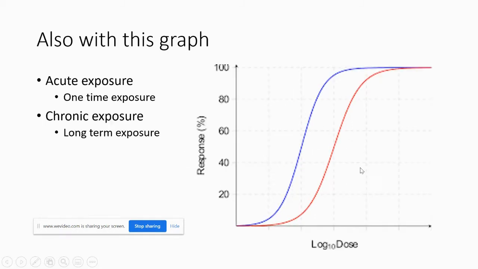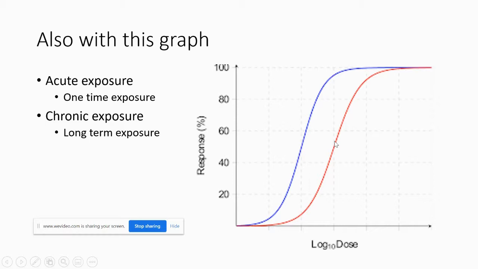Another way you can see these two on the AP exam is acute and chronic exposure. Sometimes they will take that diagram and say which one is the result of a one-time exposure and which one is the result of chronic exposure. This is where it gets tricky. If it's chronic, it's always going to be more dangerous. So if these were the same chemical, you could assume the blue line is chronic, meaning it's over a longer term. Acute would be a single exposure.